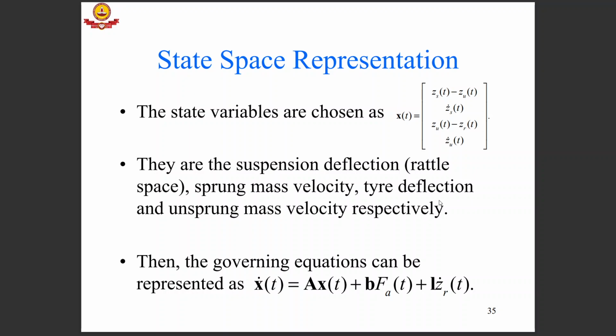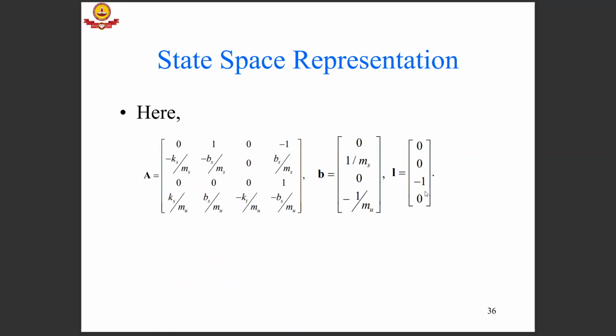So the governing equation can be written in this form where there are two inputs. First is Fa, which is the active suspension's input, and Zr dot, which is the input coming from the road, right? So input coming from the road as well as what we are giving to the actuator is going to impact how my states will evolve. That is how X dot would evolve, where A and B and I matrices are given here.